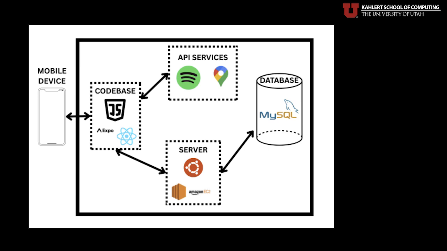For our system architecture, we have a MySQL database that stores user information, user preferences, saved routes, and previous routes that is connected to an Ubuntu server, an EC2 instance specifically, that is held on AWS. That connects to our JavaScript backend code through API connections. These API connections are also the same way that we get data from Spotify and Google Maps. And we create a polished UI with React Native utilizing that backend data and code.